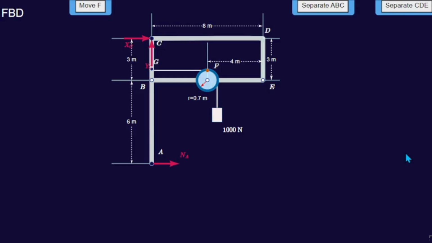Step 1. Free body diagram and reactions. First, draw the free body diagram of the entire frame and use the equations of equilibrium. There are three unknowns: the normal force at A, and the horizontal and vertical forces at C. Taking the moment about point C gives the normal force at A. Using equilibrium in the horizontal direction gives the horizontal force at C as negative of the normal force at A. Finally, using equilibrium in the vertical direction gives the vertical force at C.